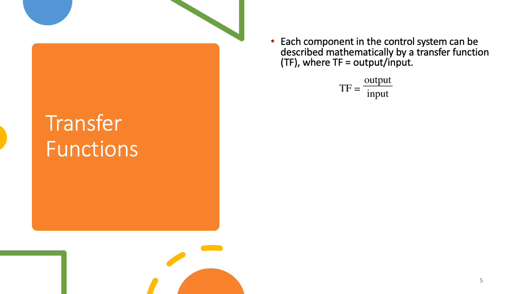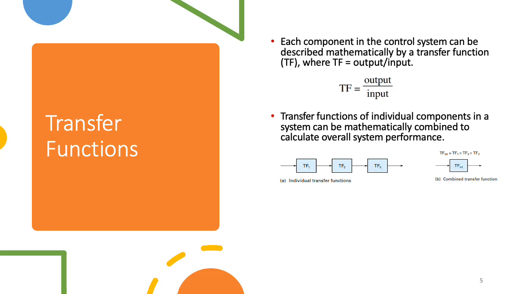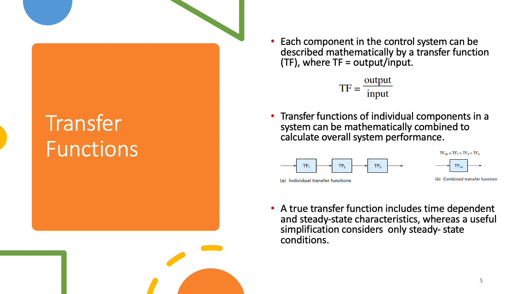Each component of the control system can be described mathematically by a transfer function, TF, where TF equals output over input. Transfer functions of individual components in a system can be mathematically combined to calculate overall system performance. A true transfer function includes time-dependent and steady-state characteristics, whereas a useful simplification considers only the steady-state conditions.